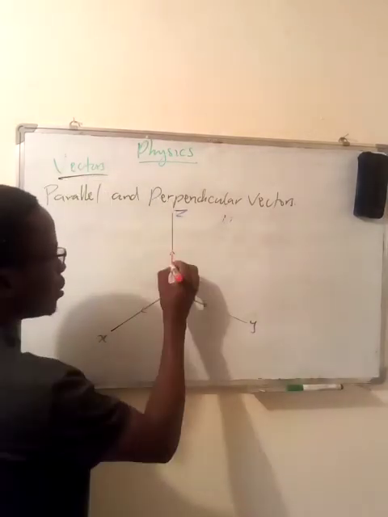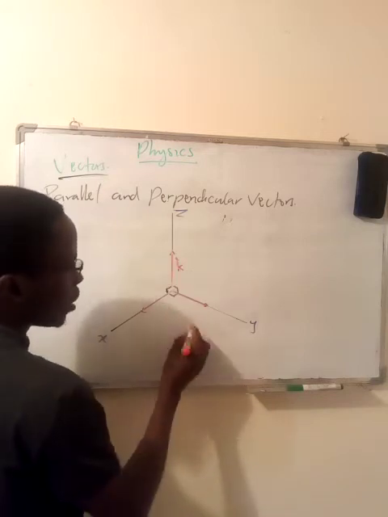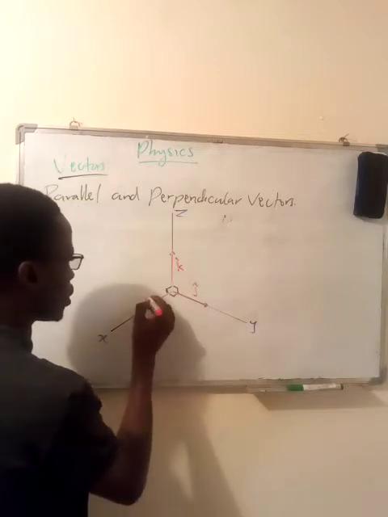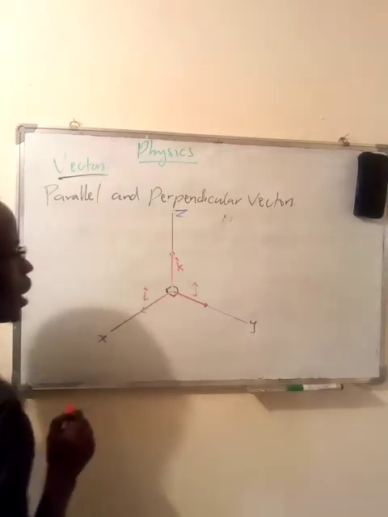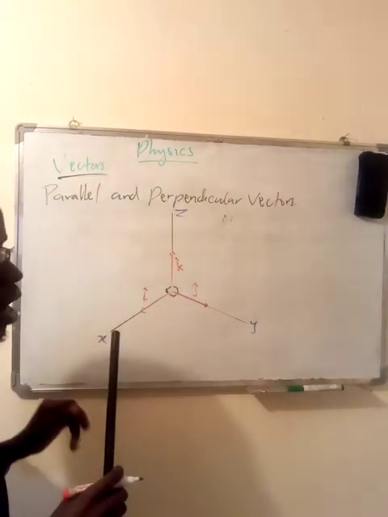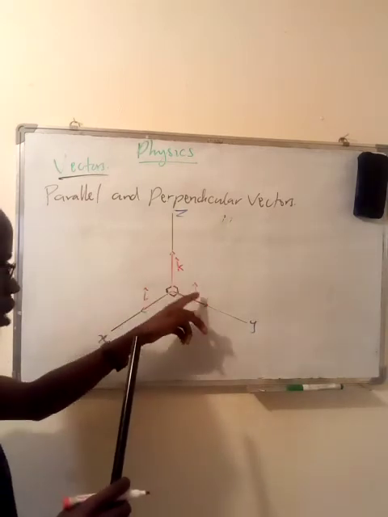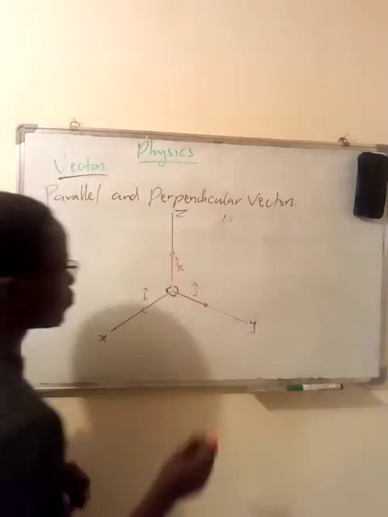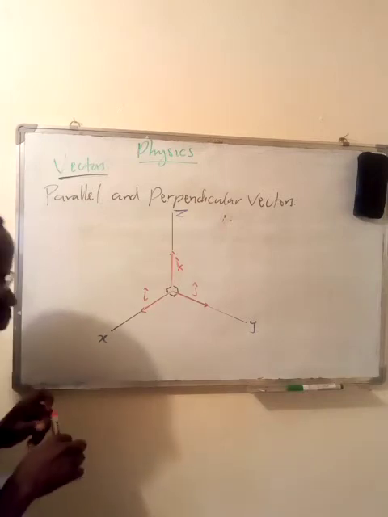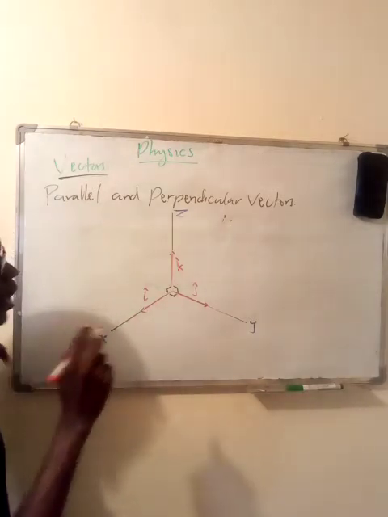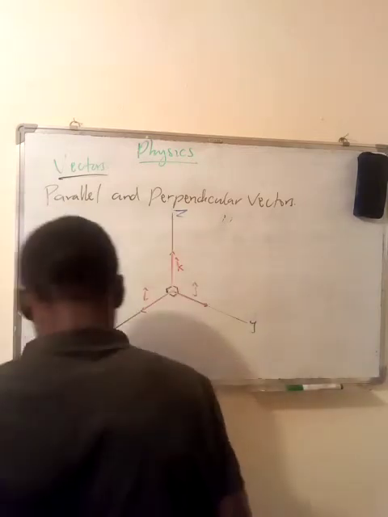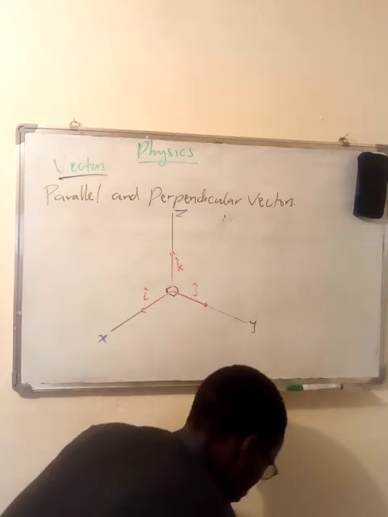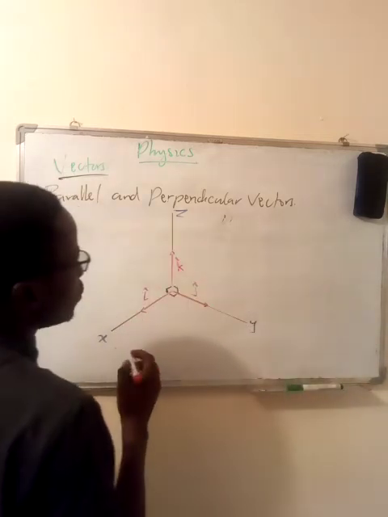Now, let's look at it like this. We have already seen that A dot B is equal to the magnitude of A multiplied by the magnitude of B, then cos theta. Now, let's try to consider any two vectors which are perpendicular to each other.